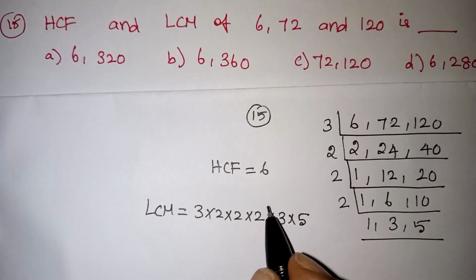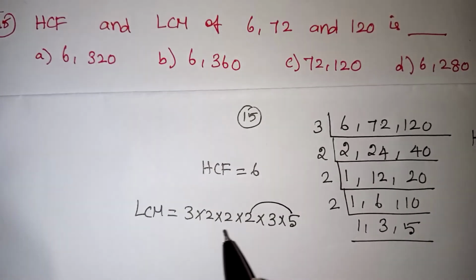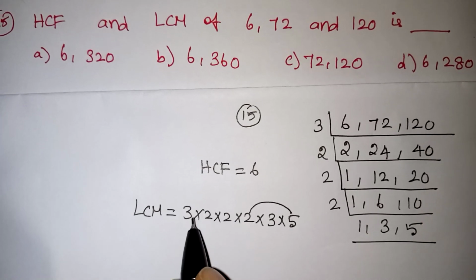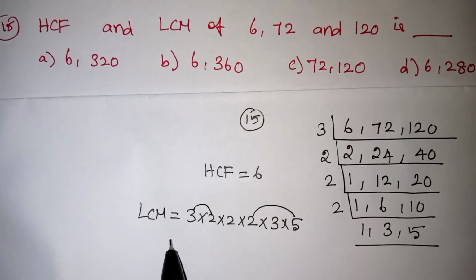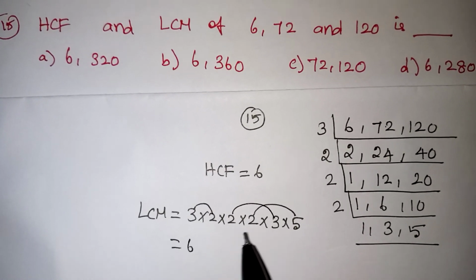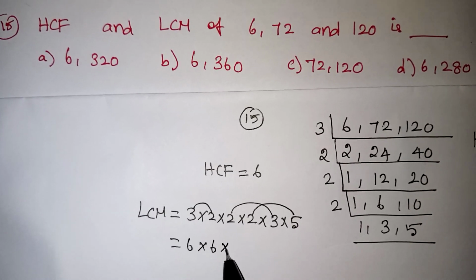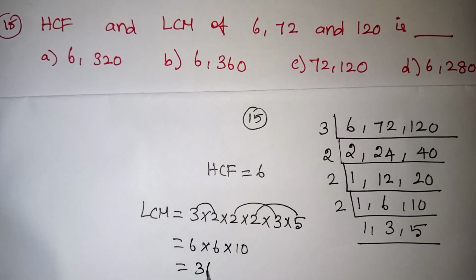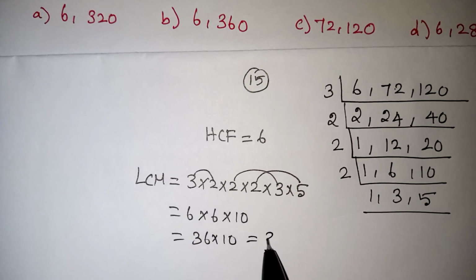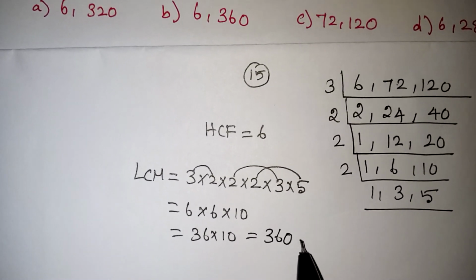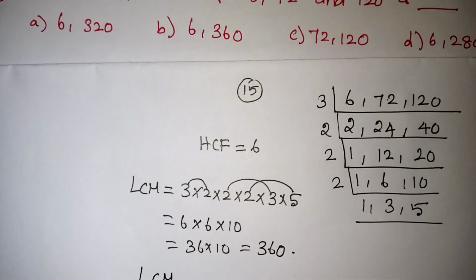In multiplication, always you first do 5 2s are 10. Then the remaining you can multiply and write it. Here 3 2s are 6. Again 3 2s are 6, and 5 2s are 10. So 36 into 10 we are getting. So definitely the answer is 360. That is your LCM value. So LCM is equal to 360.